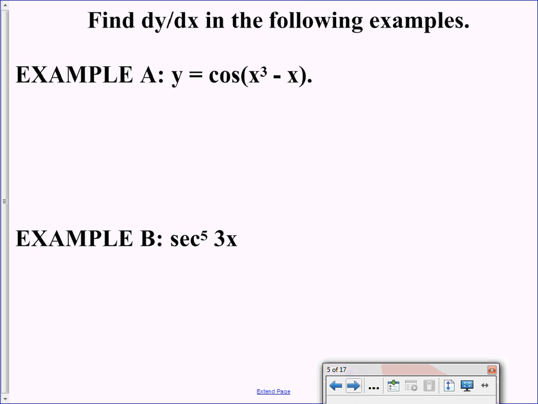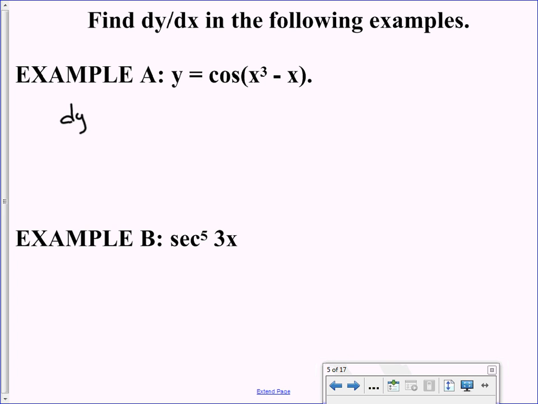Now we're ready to start. Example A. We have y equals the cosine of x cubed minus x. This is a composition of functions. It's not just the cosine of x, it's the cosine of another function of x.